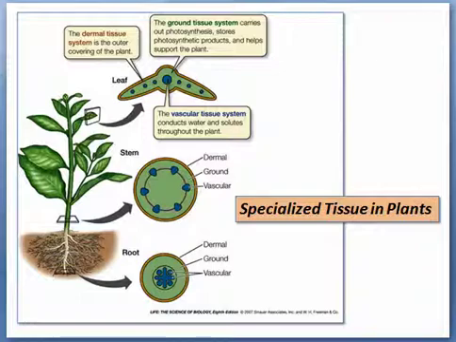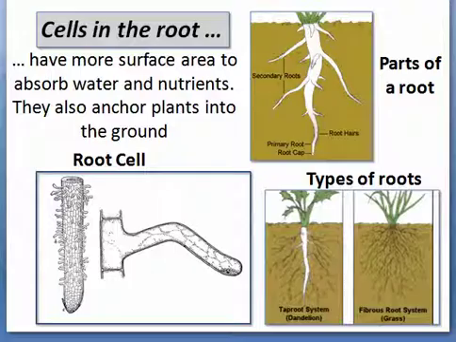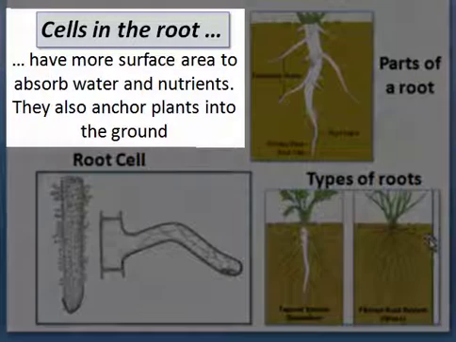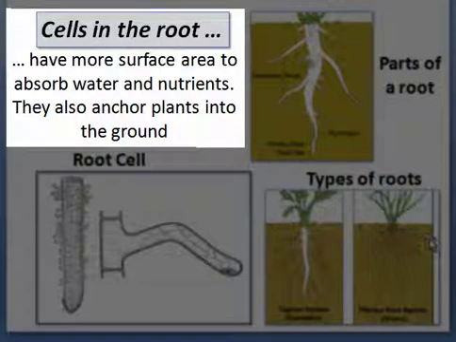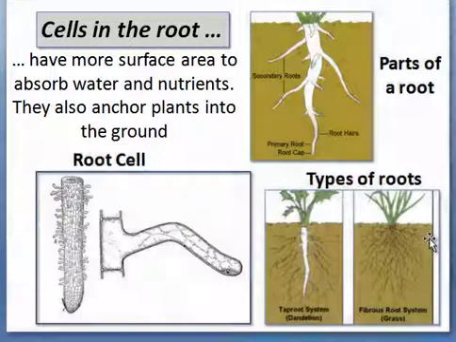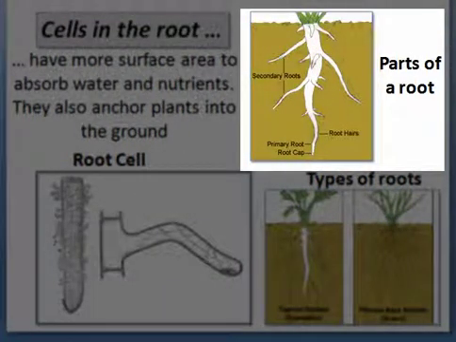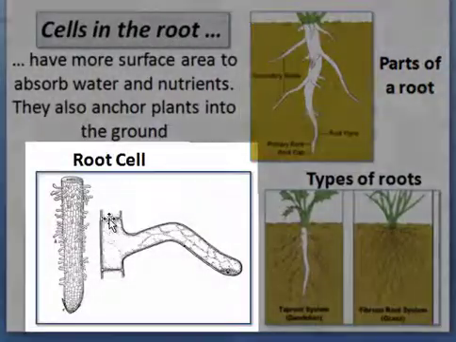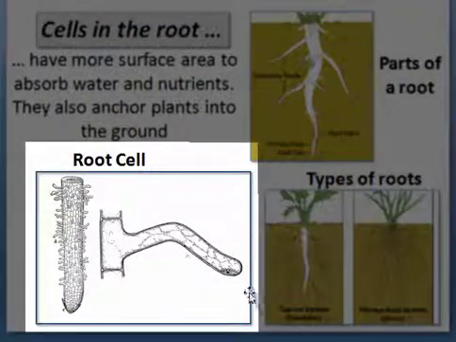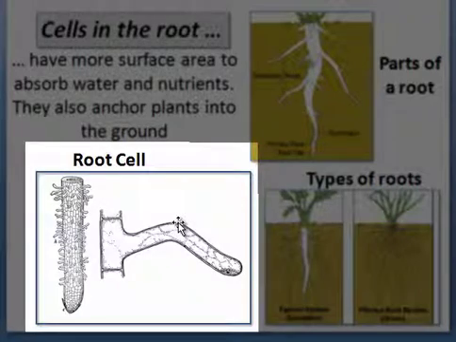And we're going to see what makes them different right now by starting with the root. The cells in the root have more surface area to absorb water and nutrients. Because of the surface area, they also anchor the plant to the ground. So you can see a plant root reaching down into the ground. If you zoom into that root and look at an individual cell, you can see that it looks like this. It's long and it reaches out. It's trying to maximize its surface area in order to absorb a lot of water for the plant.